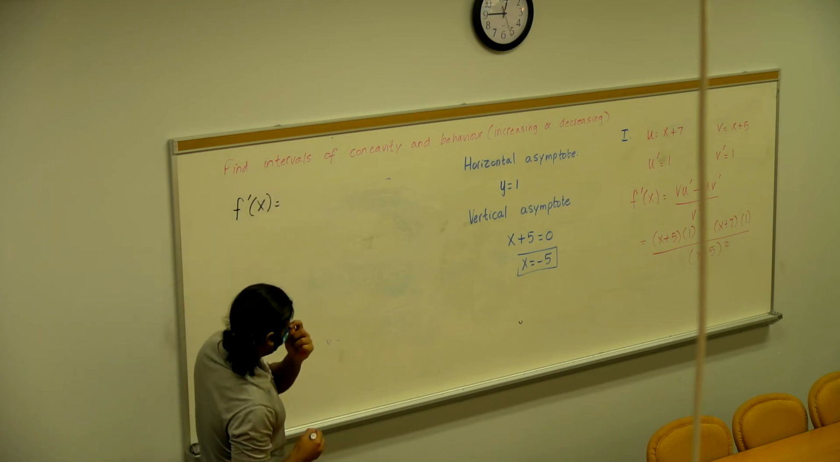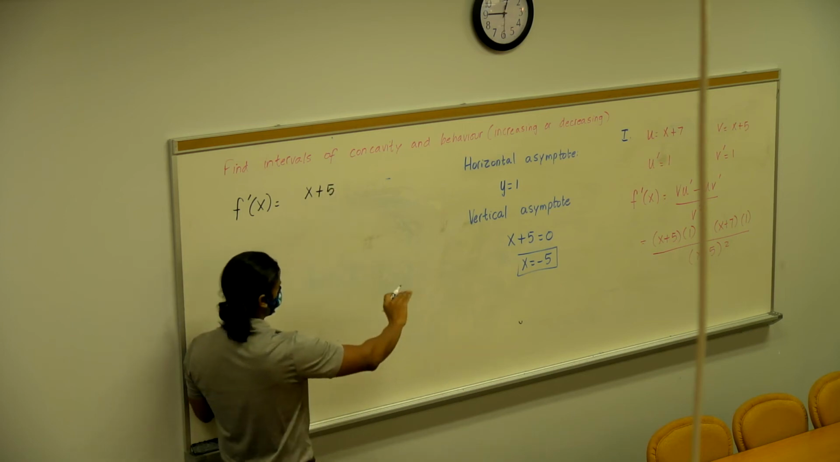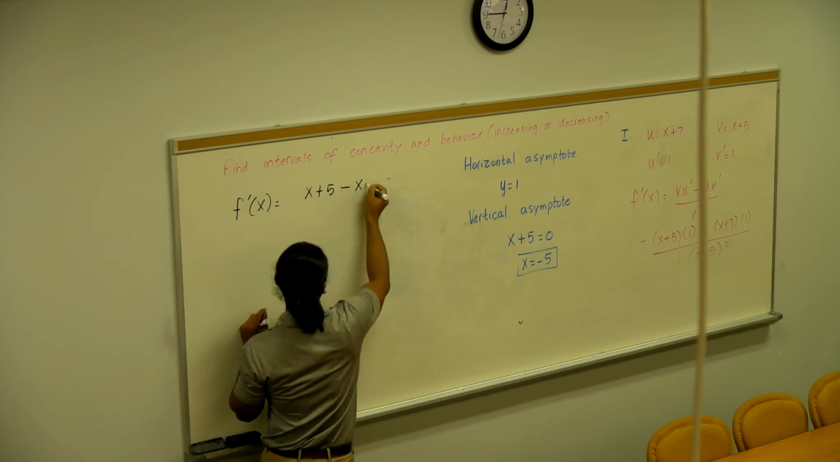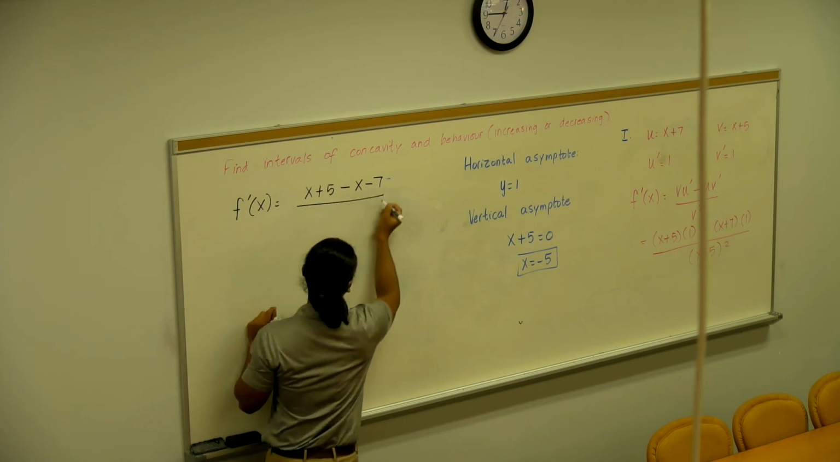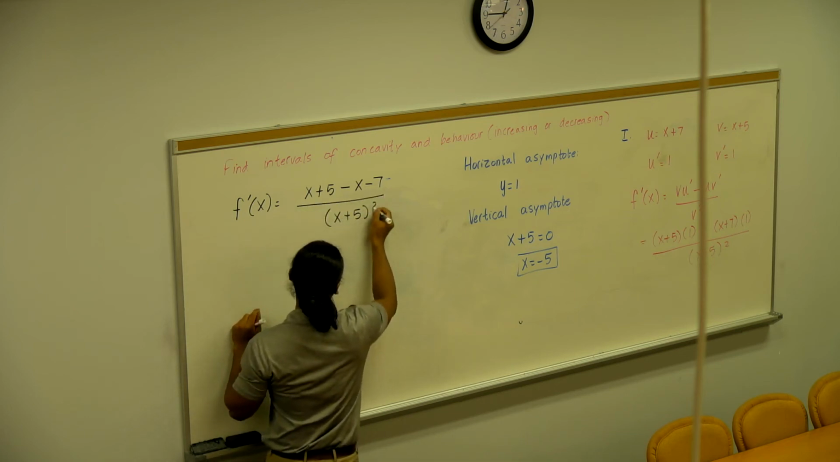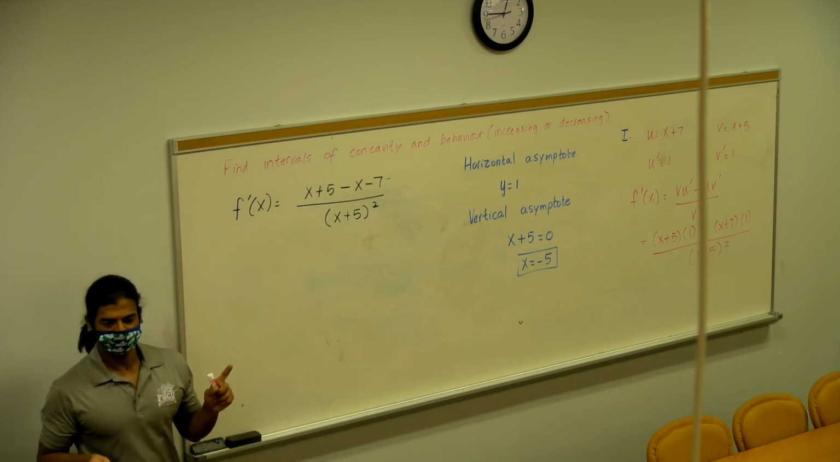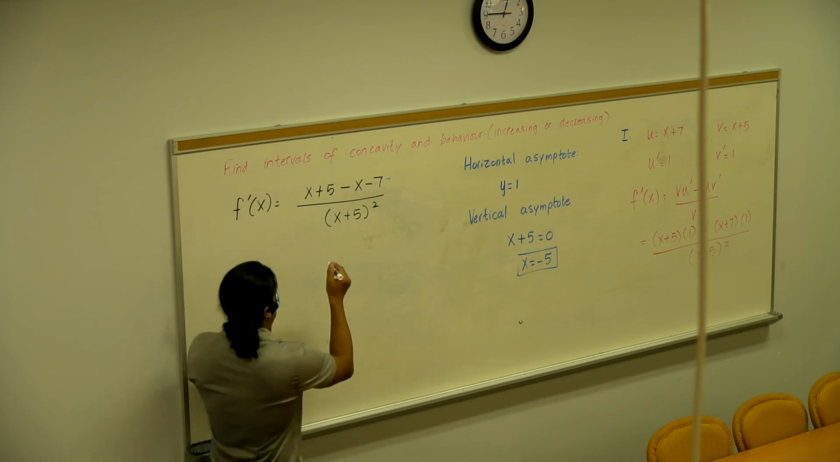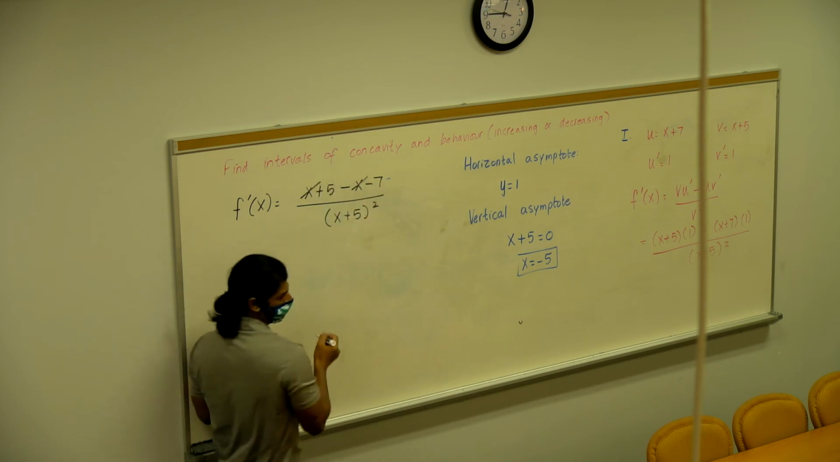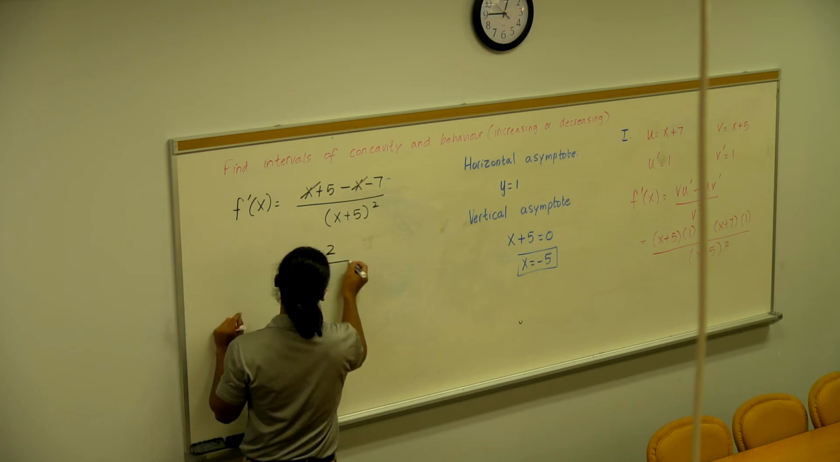So f prime of x would be x plus 5. Distribute the negative. We have negative x, negative 7, divided by x plus 5 squared. What happens to the negative? The x's get cancelled. And 5 minus 7 is minus 2.